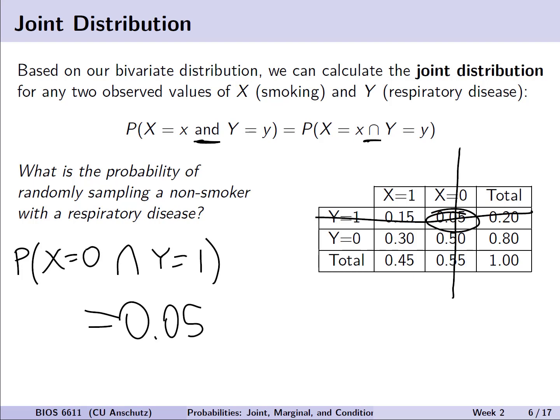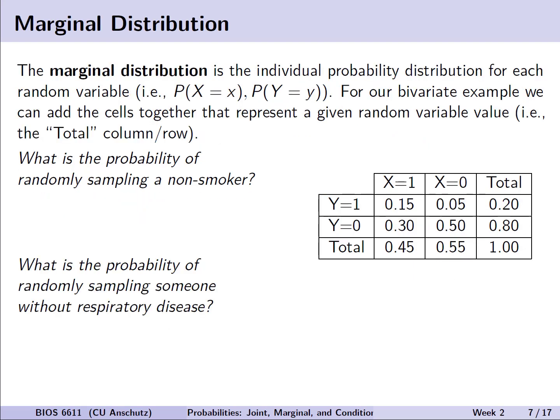And so that's the joint distribution, where we have these two characteristics together, and we can look at what it might be if A and B, or in our case, X and Y, occur simultaneously. This differs, though, from what we might also be interested in, which is the marginal distribution. And that's the individual probability distribution for each random variable on its own.